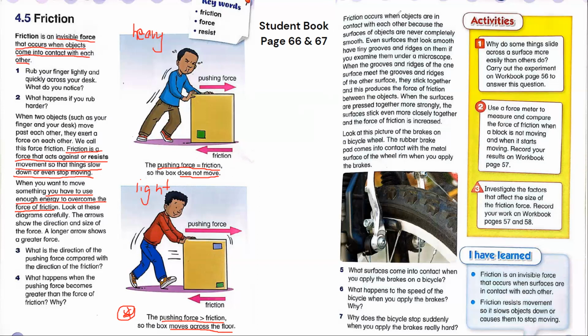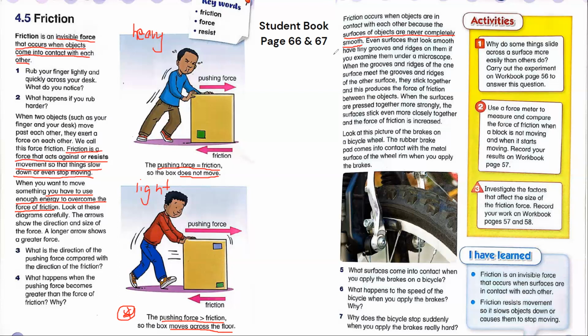Friction occurs when objects are in contact with each other because the surfaces of objects are never completely smooth. Now, I want you to highlight: surfaces of objects are never completely smooth.